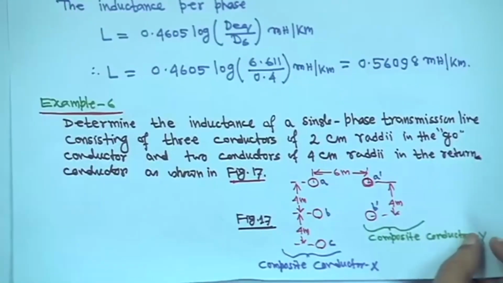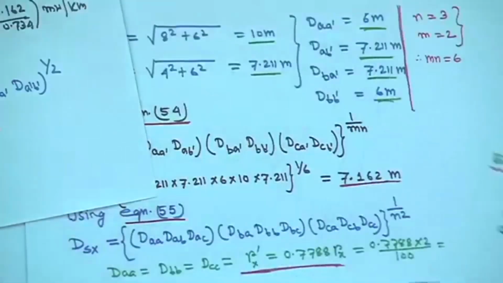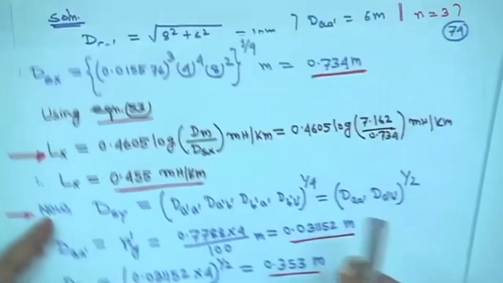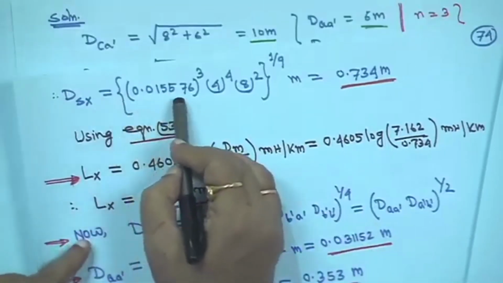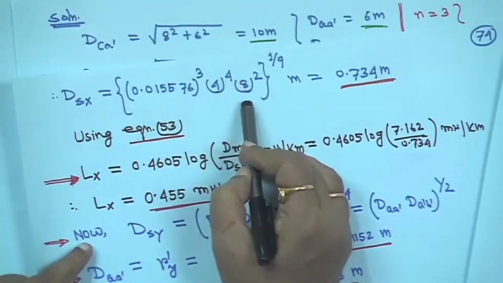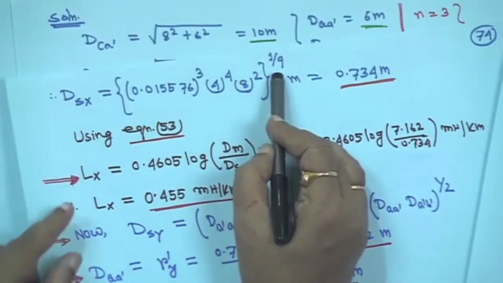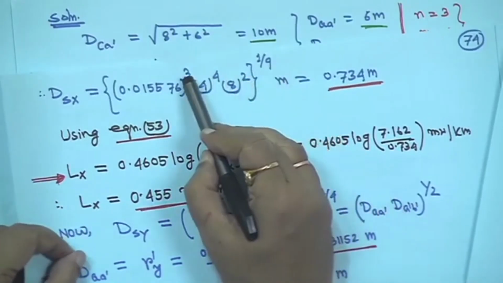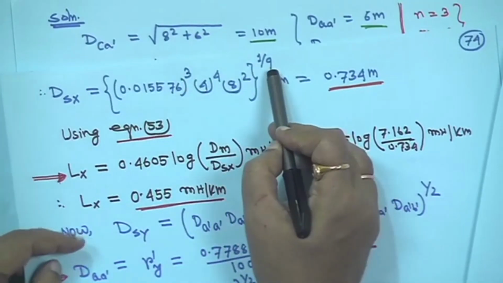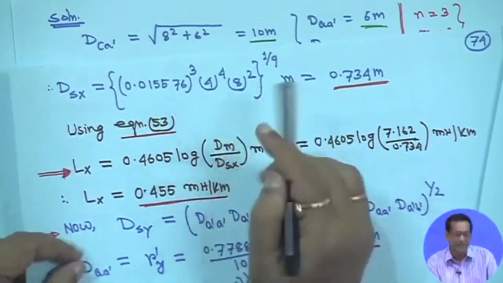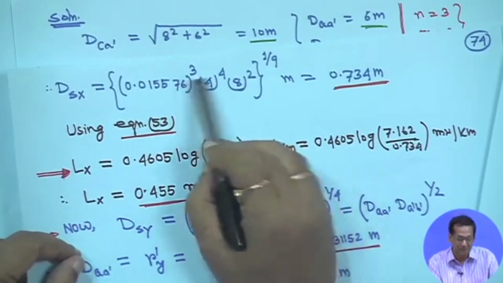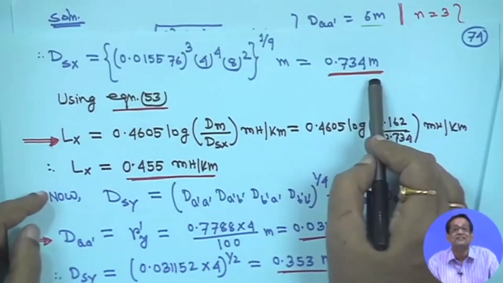Once you have made all these calculations, you put all these distances and multiply, and you will get dsx equal to 0.011576 cube into 4 to the power 4 into 8 square, to the power 1 upon 9, the 9th root. If you look at the powers, 2 plus 4 is 6, plus 3 is 9; it is matching, so dimensionally it is correct, provided you have not made any wrong calculation in the distances. So it is 0.734 meter.